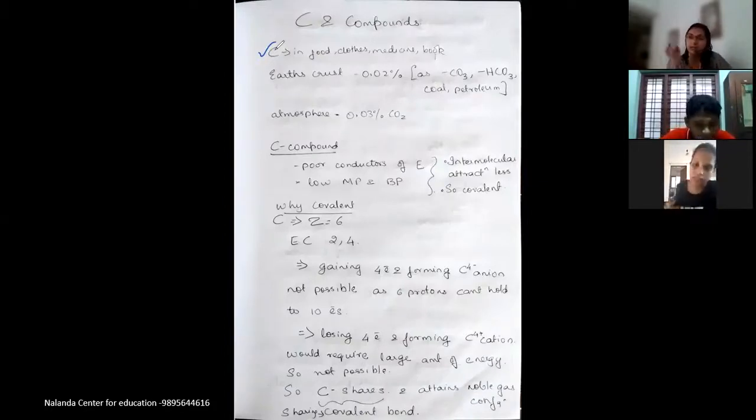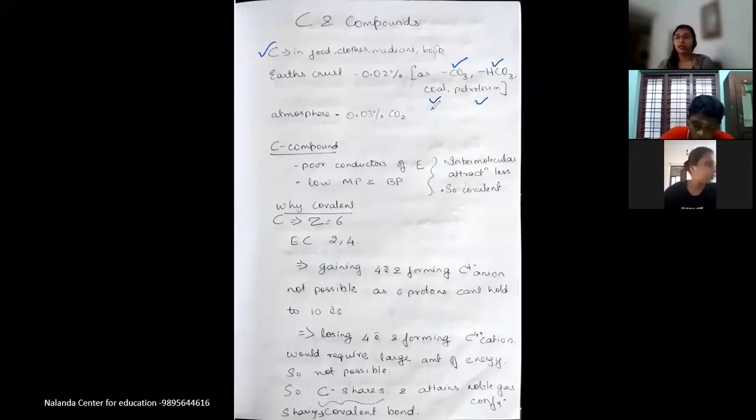So where is carbon present in nature? Of course it is present in living organisms. Otherwise you can say that it is present in the Earth's crust. Crust means the ground level, a few portions beneath the ground level. About 0.02 percent of the Earth's crust contains carbon in the form of carbonate, bicarbonate, and as coal and petroleum.